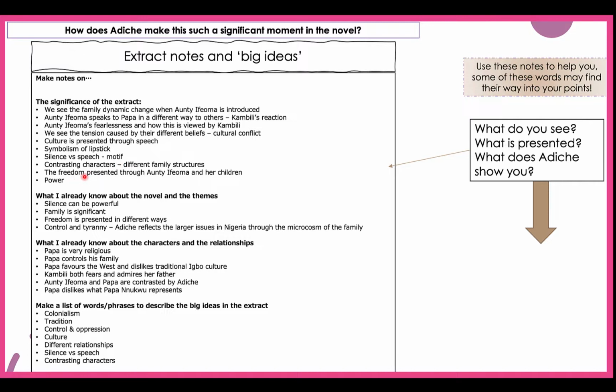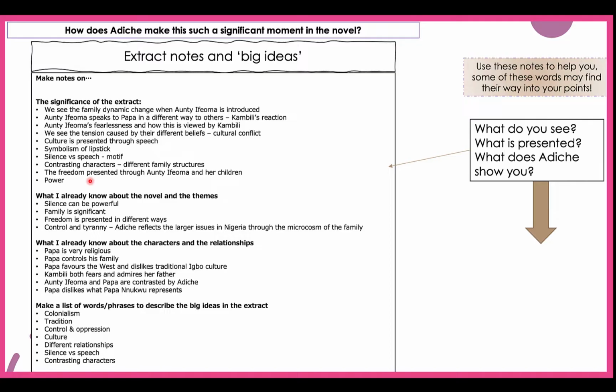We've got the contrast between these two main characters here, and they both represent different family structures, which we do start to see towards the end of the extract where Kambili describes her cousins to us. We also get this freedom that's presented through the character of Auntie Ifeoma and, like I said, at the end throughout her children. And we have power.